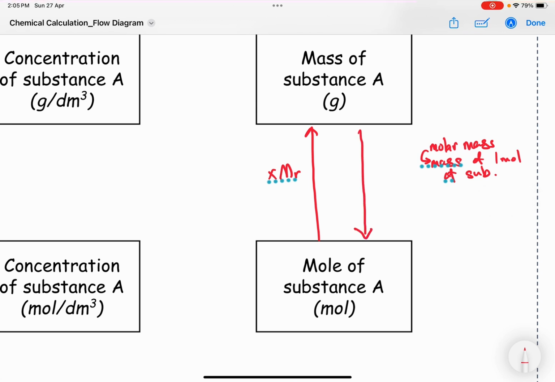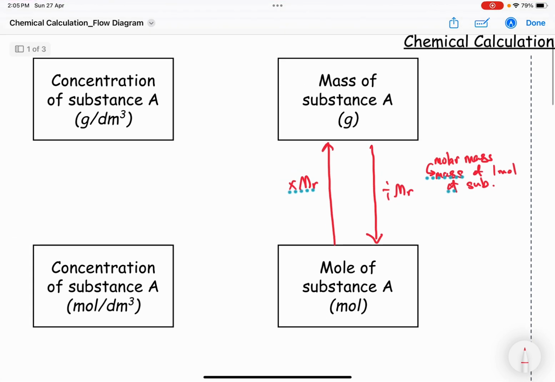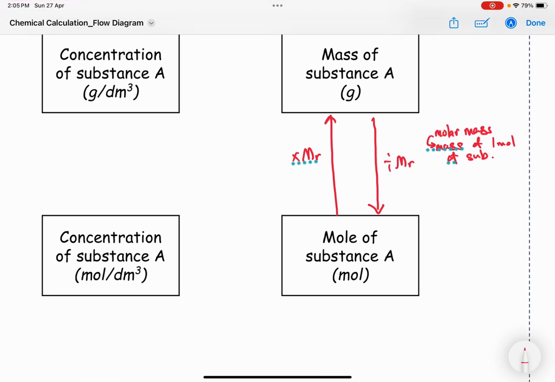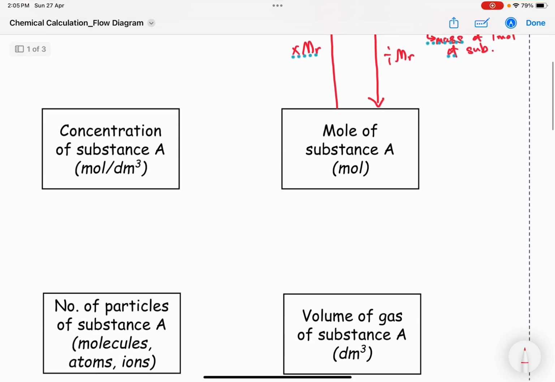If I want to find the mole of a substance from the mass of a substance, I'll just divide it by the MR. Okay? So this is the first interconversion that we have done. Next one, okay, mass of substance to mole of substance. We have done this part here. Next, let's go into what exactly mole stands for. So think of mole as like a quantity.